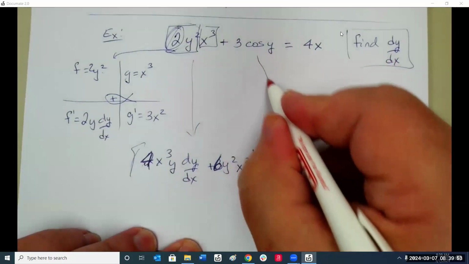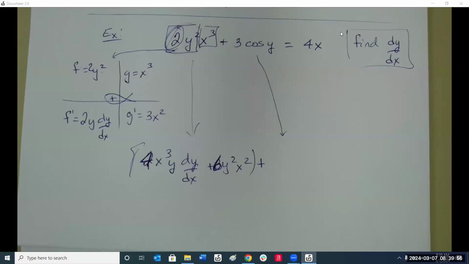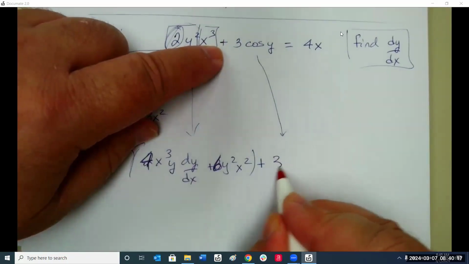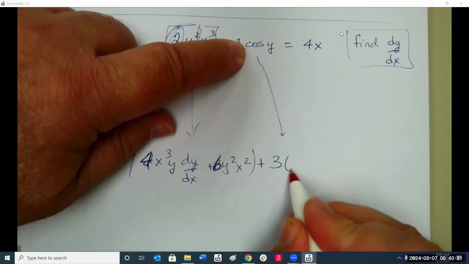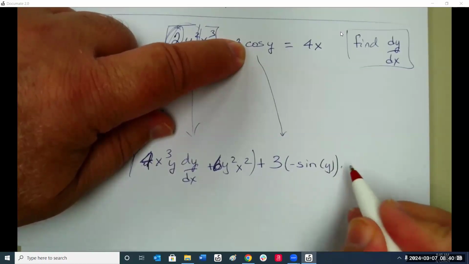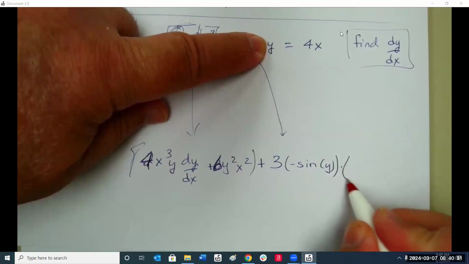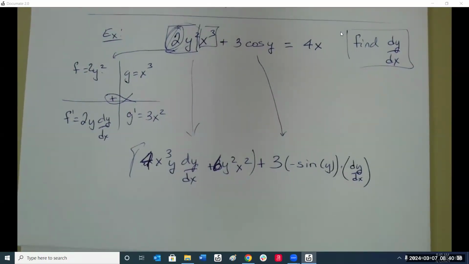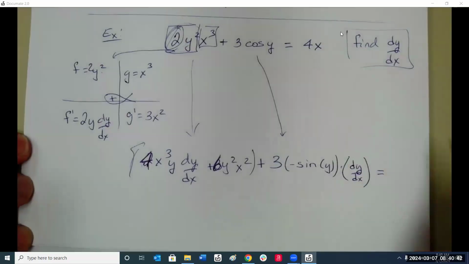Plus, what's the derivative of this one? Which rule do we use there? Starts with a C, ends with ain. Chain. So the 3, leave it alone. What's the derivative of cosine? Negative sine y, times the derivative of the inside. The derivative of y is what? dy dx. Equals the derivative of 4x, which is 4.